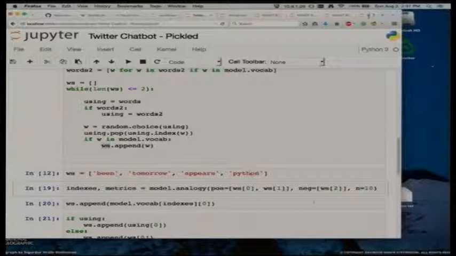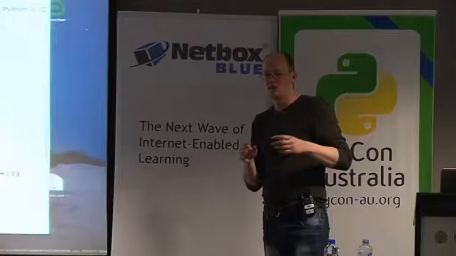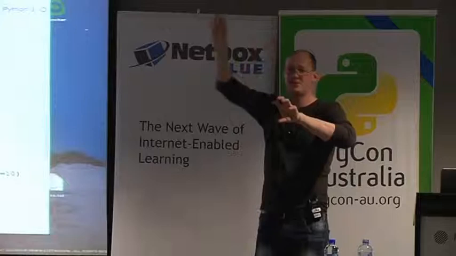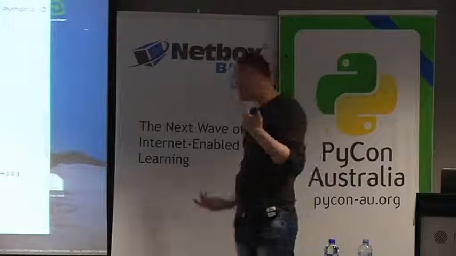So we're supplying the association. So bean is to tomorrow as appears is to question mark. So we go ahead and we do this. This is mainly what you get to use Word2Vec for. You use that cosine distance to work out... you start at concept A, you work out the vector to get to concept B, and then you apply that same transition to something else and you get the analogy. A is to B as C is to D. There are other ways to use it, but it's a good fun way.